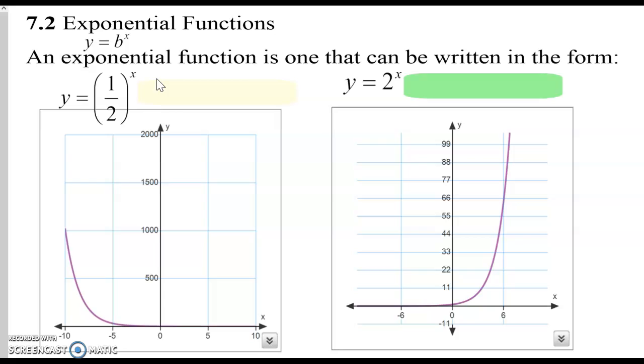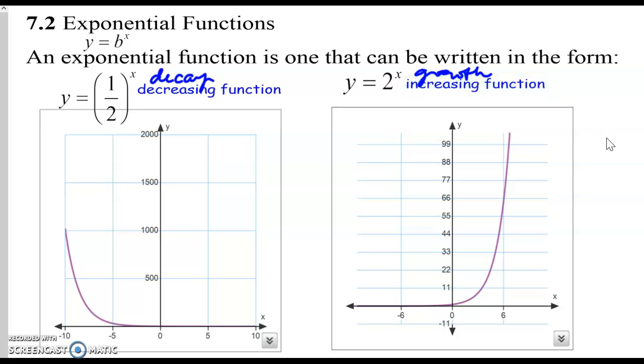We called this one a decay function, right? It is a decreasing function. You can see it going down. That's when the base is between 0 and 1. And we've got the second kind of exponential function when this base is above 1. And we call this the exponential growth function. And obviously looking at the graph, this is an increasing function.